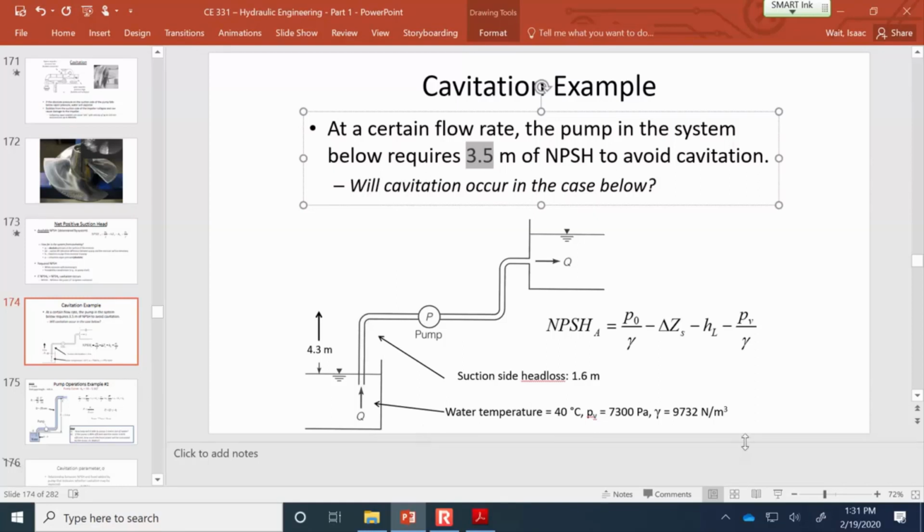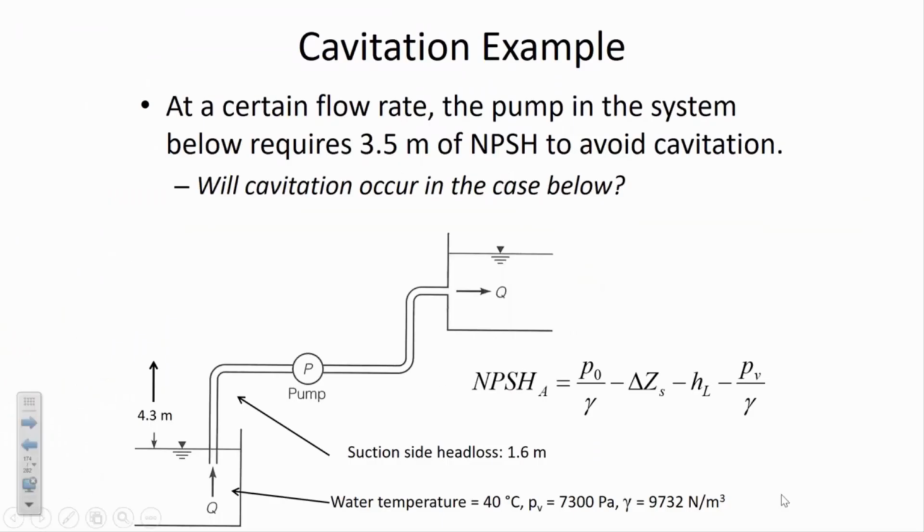There's one more thing that could promote cavitation. We've already talked about if the delta Z was increased, or if the pipe length was longer, or if you had a smaller diameter or a more rough pipe. Any of those things that promote additional friction would promote cavitation by making the H sub L term larger.